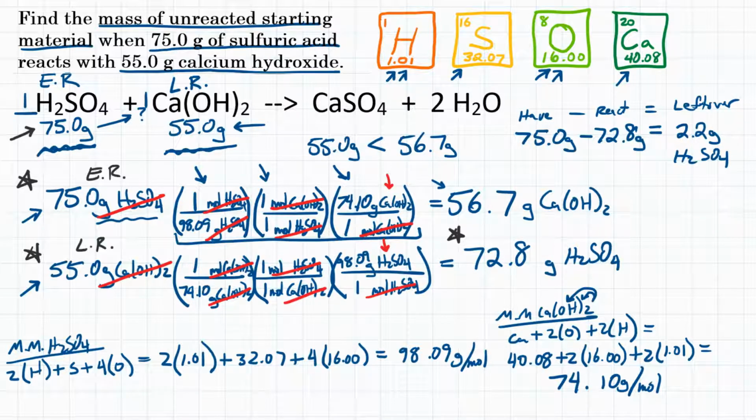Okay, so final answer. Find the mass of unreacted starting material when 75.0 grams of sulfuric acid reacts with 55.0 grams calcium hydroxide. We will have 2.2 grams H2SO4 left over.